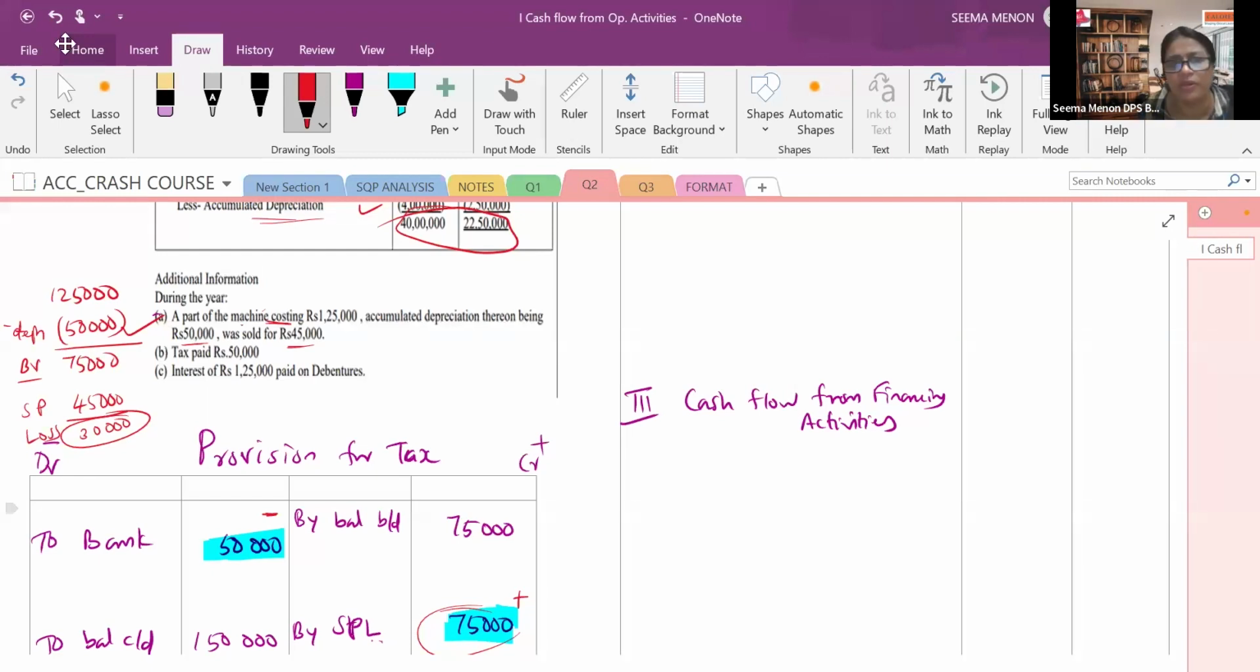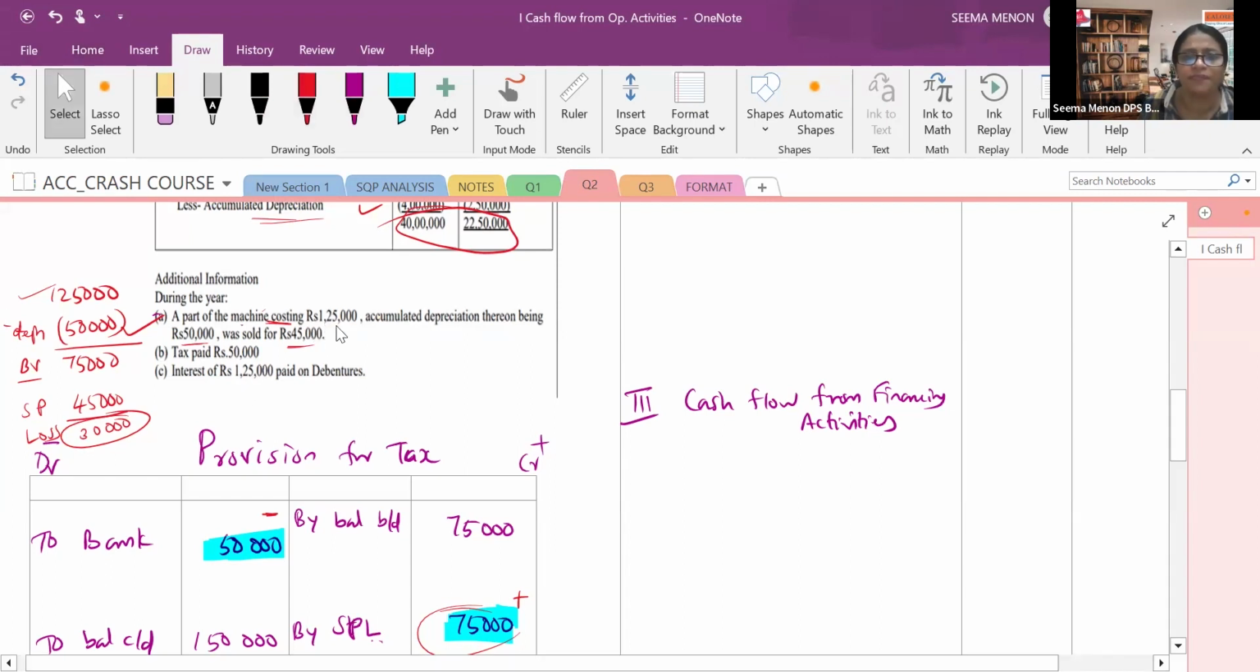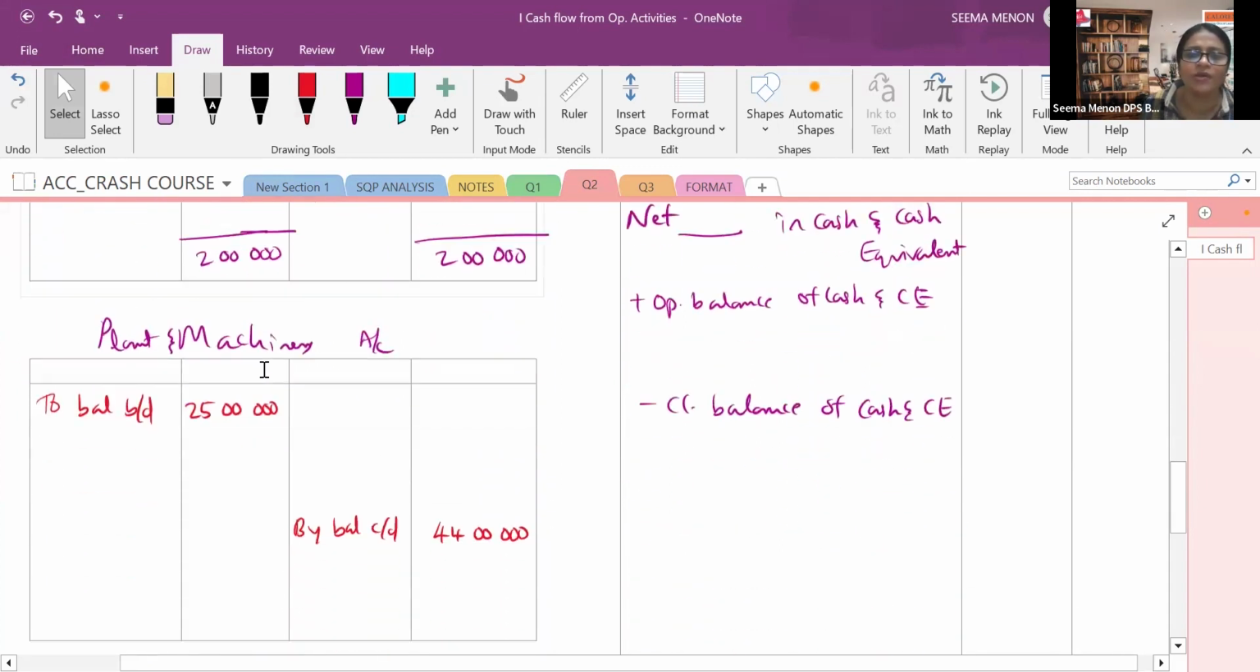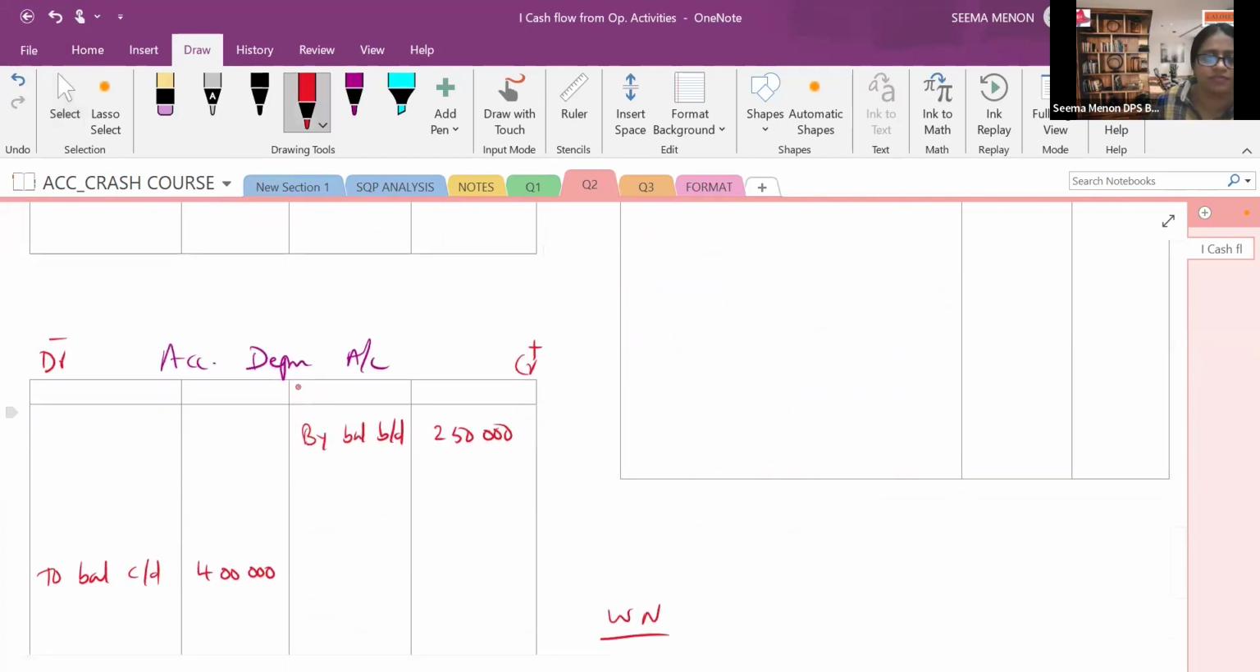You have to do this in this way only. Machine costing is 1,25,000. Accumulated depreciation means total depreciation till date, which is 50,000. So 1,25,000 minus 50,000, the book value is 75,000. And from that book value, subtract the sales price. Because the sales price is lower than the book value, we sold at a loss of rupees 30,000. Now, how to present all this? A part of the machine costing 1,25,000, its accumulated depreciation was 50,000.